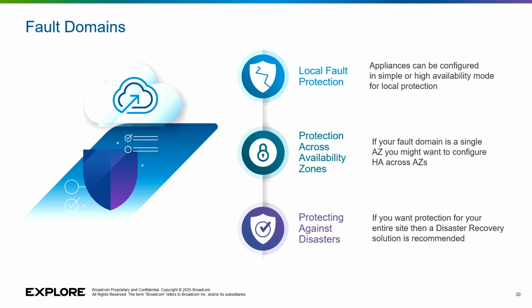So the very first one is local protection, where you can choose to have your individual components configured in either simple or HA mode. This gives you the ability to protect against local failures. So if there is a failure of a component on which, let's say, ops resides, you can move it to the backup that's there. The second layer of protection is to span across multiple availability zones with a configuration that will offer more high availability in an active-active config. And the third is to protect against disasters.